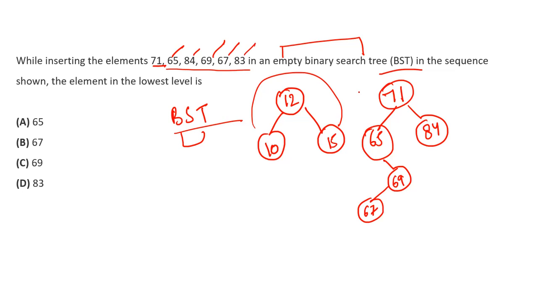Next we have 83. So 83 is greater than 71, but it is less than 84, so that will be the left child of 84. So this is our 83. Now they're asking the element in the lowest level, so which is the element? 67, right? So what will be the correct answer? 67 will be the correct answer.